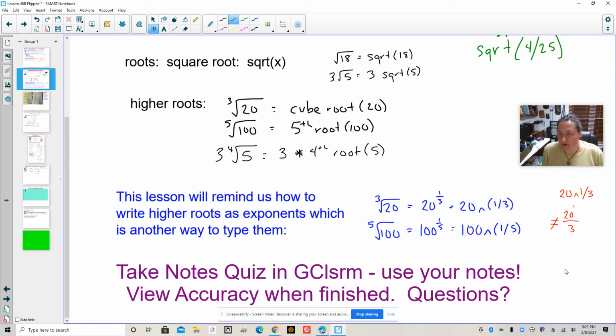So the sub is now going to pause and let you guys take your notes quiz in Google Classroom. Please use your own notes. And then make sure that you view your accuracy when finished. I don't know who my sub is yet, so they may be able to answer questions. They may not, but you can certainly email me if you have questions about anything in that notes quiz. So please hit pause now and take that notes quiz. When everybody has finished, you can continue.